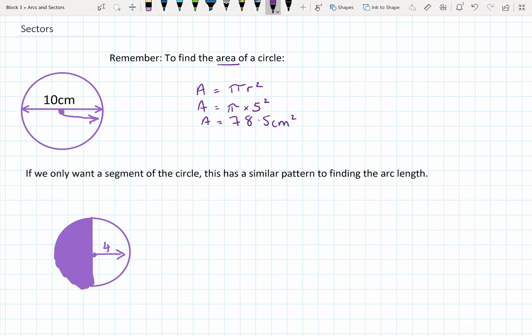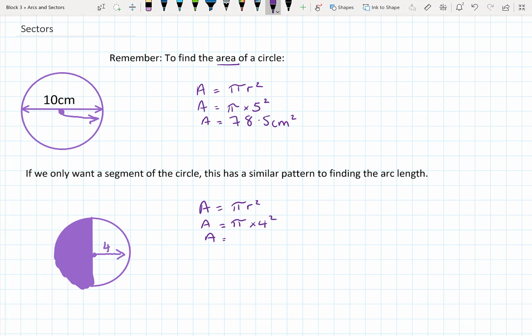If we only want a part of it, then again we're going to follow it in a similar way to the way that we did our arc length. So we don't need the whole area of this circle down the bottom, we're only looking for this bit on the right hand side. So we're going to build it up the same way. I'm going to find the area of the whole thing and then just find the fraction of it that I need. So the area of a circle is pi r squared. The area here is going to be pi multiplied by 4 squared. And again, I turn to my calculator and I ask it to do pi times 4 squared.